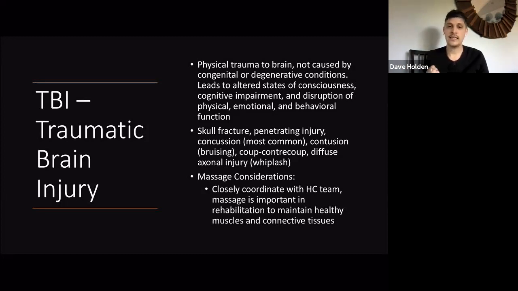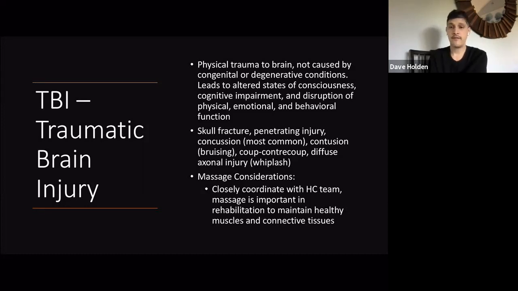Another common one is termed diffuse axonal injury, meaning there's kind of a widespread injury to all of the axons, the nerve fibers, in some area. This is a classic case of whiplash. So, traumatic brain injuries.